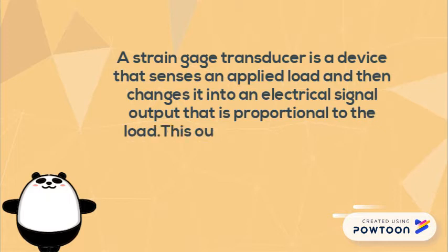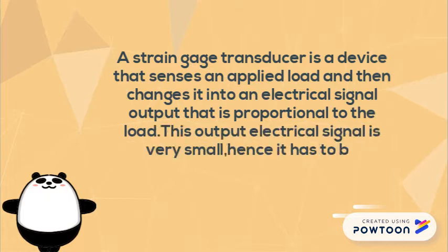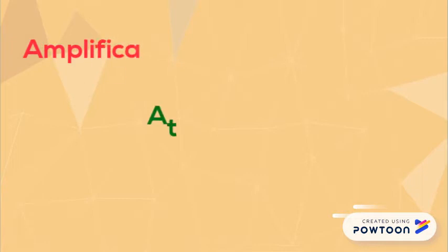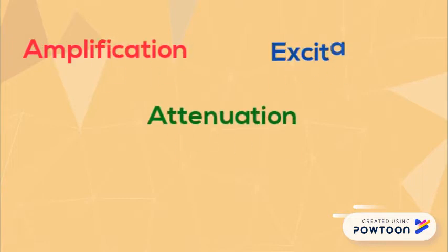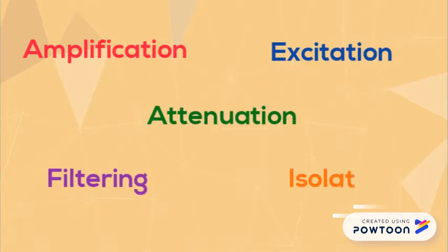This output electrical signal is very small, hence it has to be conditioned to give an output reading. The conditioning may include amplification, attenuation, excitation, filtering, and isolation. For amplification, normal operational amplifiers are not efficient for the process. Hence, an instrumentation amplifier is always conventionally used in commercial weighing systems.